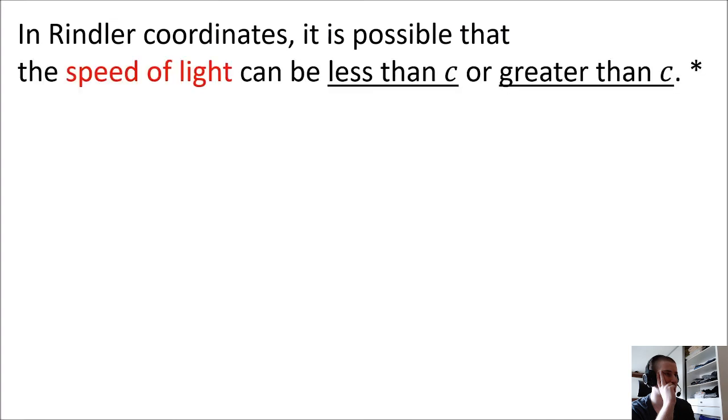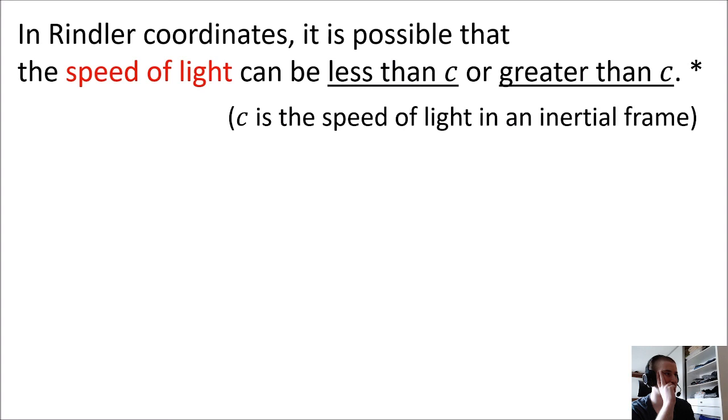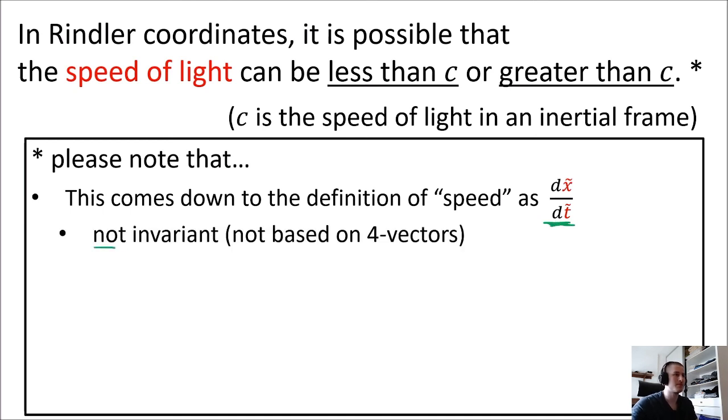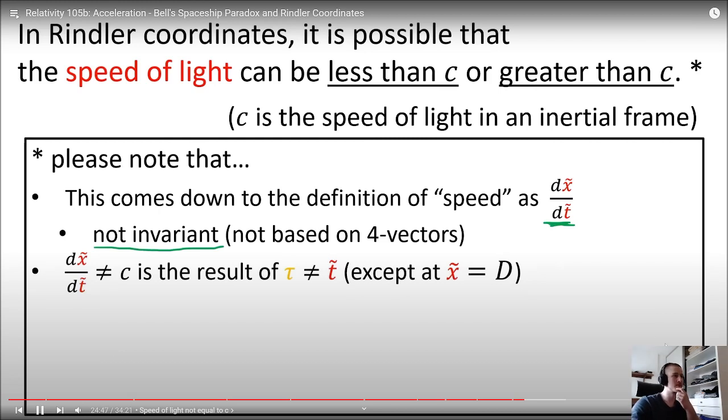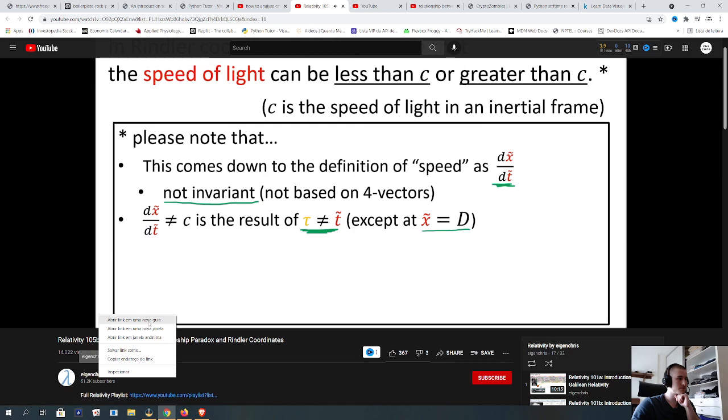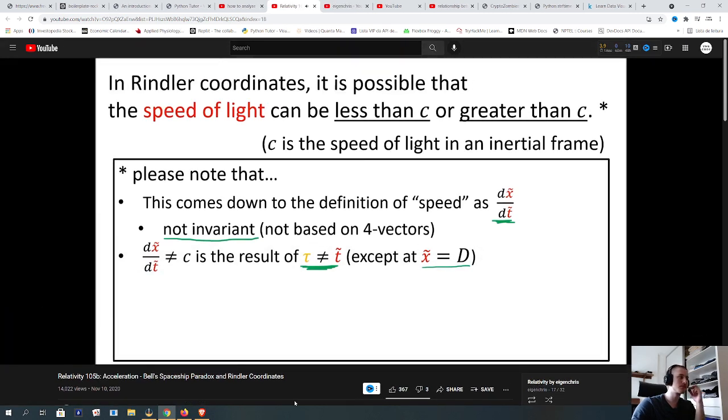The last thing I want to mention is that in Rindler coordinates, it's possible that the speed of light can be less than c or greater than c, where c is the speed of light in an inertial reference frame. However, it's important to note that the truth of this statement comes down to the definition of speed as dx tilde by dt tilde, which is not an invariant based on 4 vectors, and so different observers will disagree on it. The reason that this definition leads to the speed of light not being c is because t tilde is not equal to the proper time tau in Rindler coordinates, except in the special case of an observer that is located at the Rindler distance d.